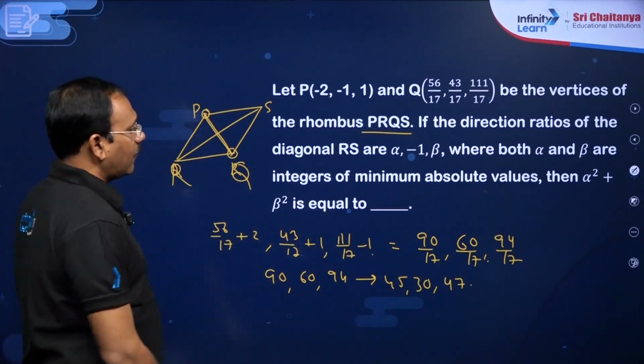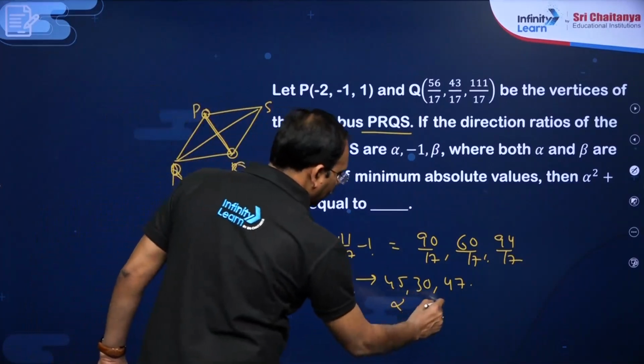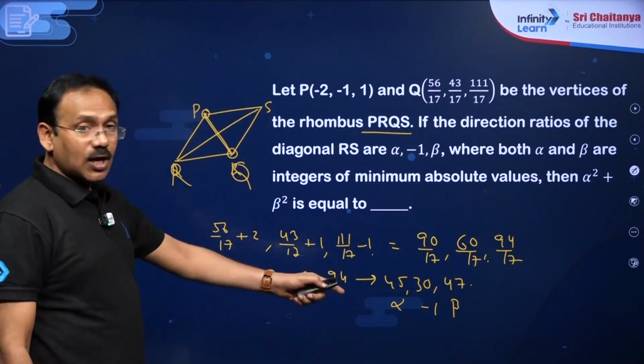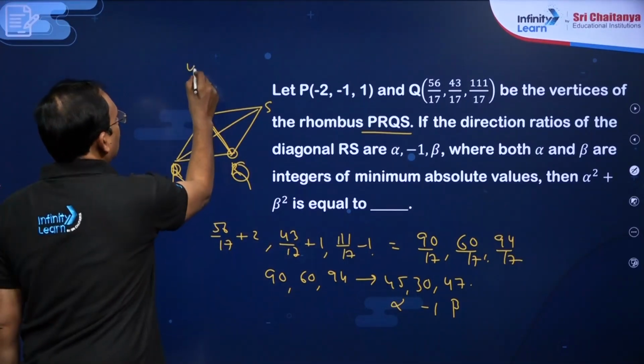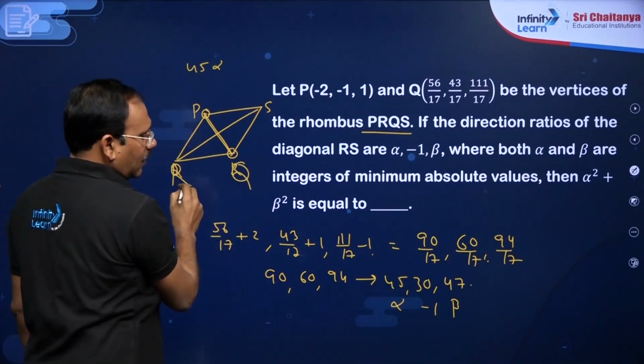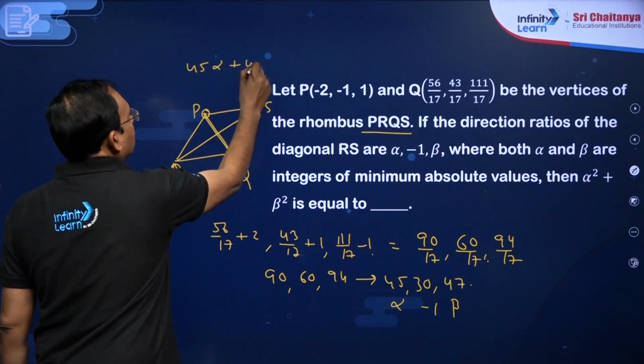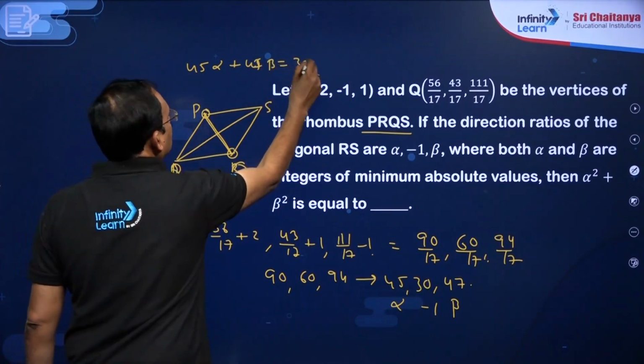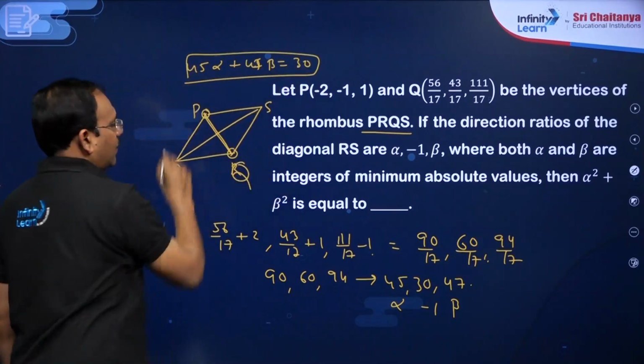The second DRs are alpha minus 1, beta. So dear students, since they are perpendicular, the dot product must be 0. You can take 45 times alpha minus 1, plus 30, plus 47 beta equals 0, that is, 45 alpha plus 47 beta is equal to 30 in this relation, my dear friends.